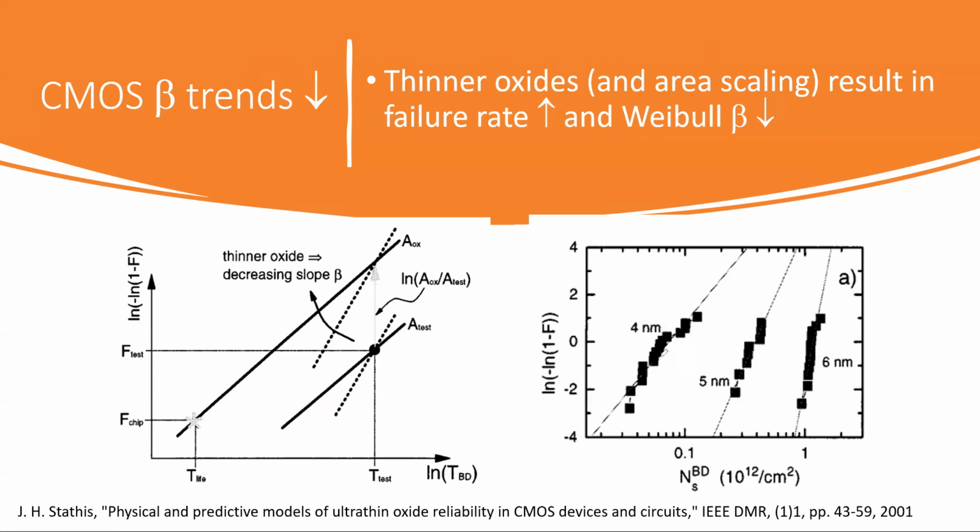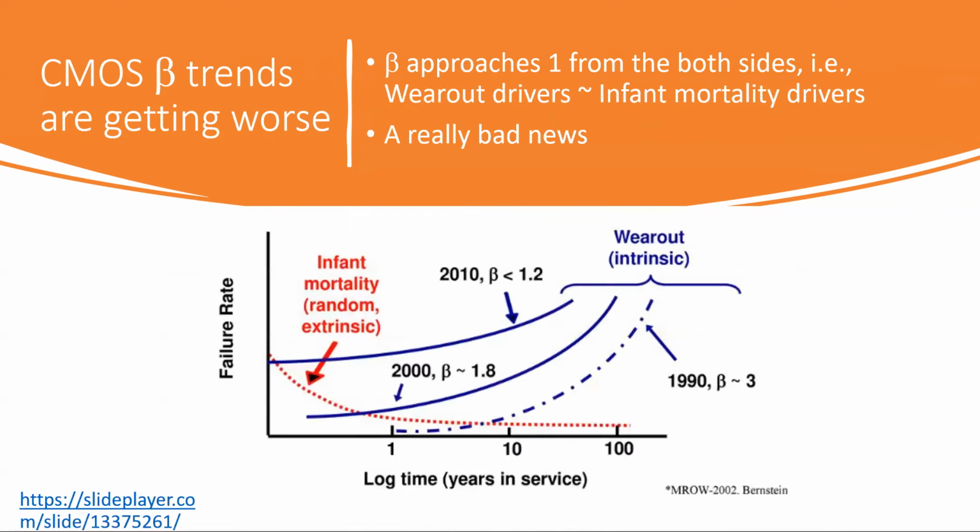So this is old data, but the high-K oxide right now is like 2 to 3 nanometers. So it's getting thinner and thinner. I'm talking about the physical thickness, not EOT. Okay. And something even worse happens.